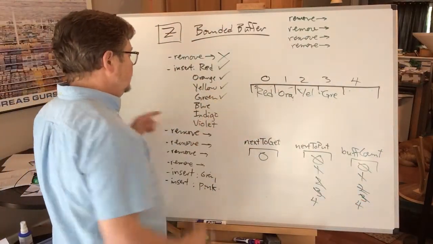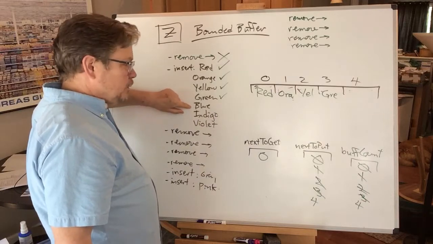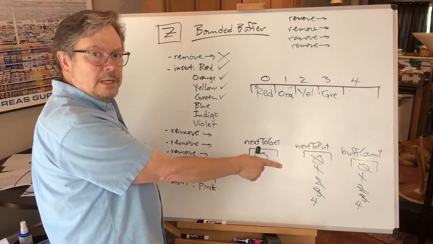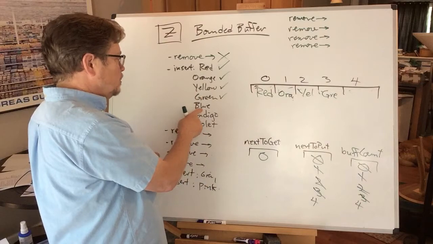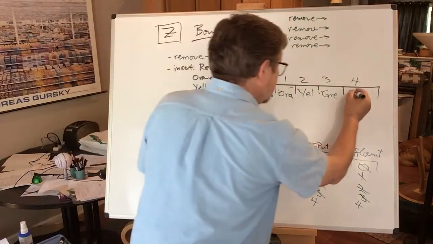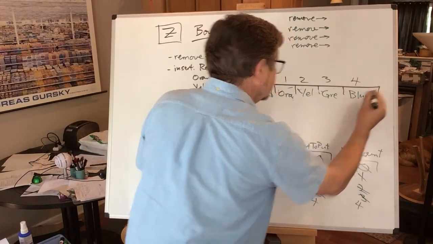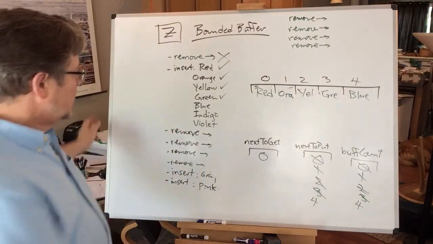You're in there, green. Blue. Is there space for blue? Yes. Buff count is less than the maximum. It's 4. There is space for blue. Where does it go? It goes next to put, right here. Blue. You're in there.